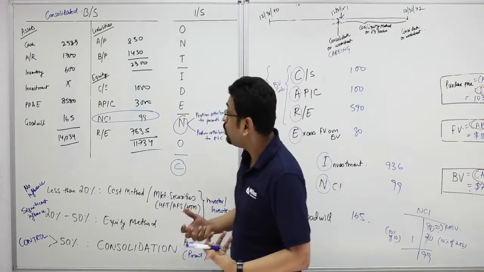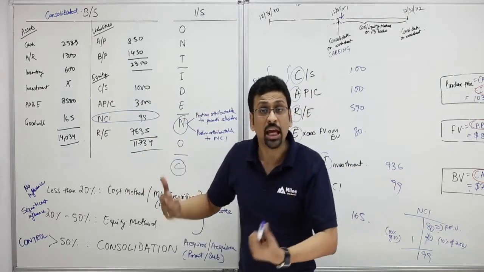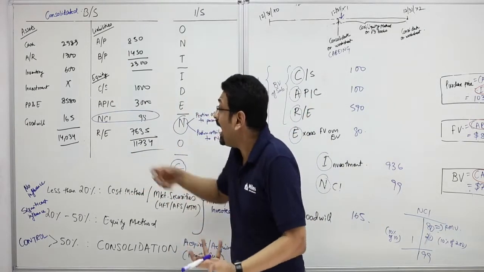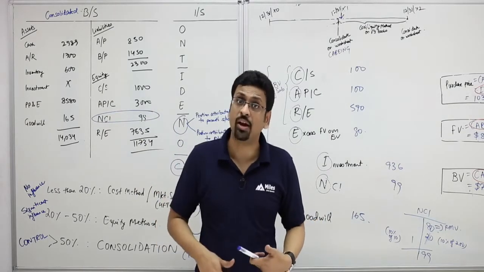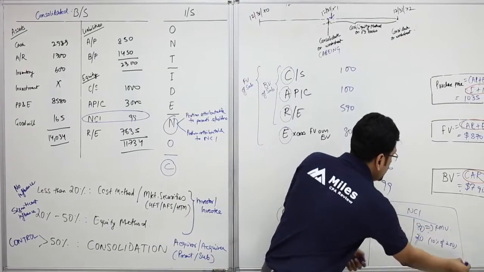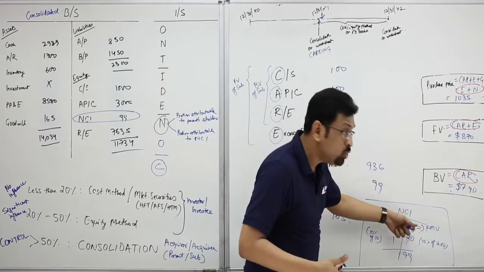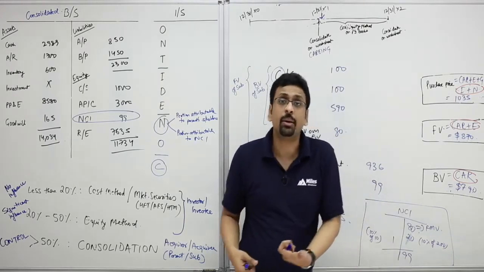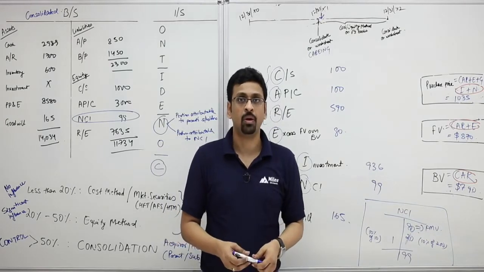And then you're also going to have the statement of changes in stockholders' equity, and there you'll also talk about how non-controlling interest has changed from the beginning of the year to the end of the year. Now, we had a ledger account, T account that we created here. So we looked at how non-controlling interest changed from $80 at the beginning of the year to $99 at the end of the year. This is something you'll have on your statement of changes in stockholders' equity.